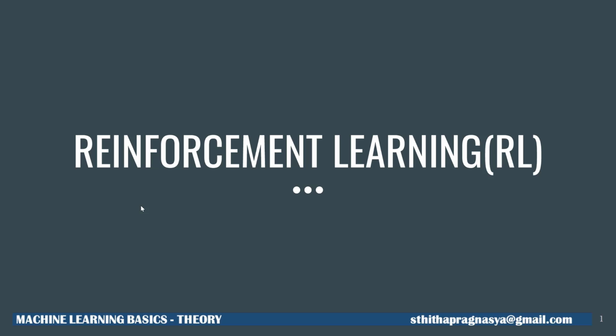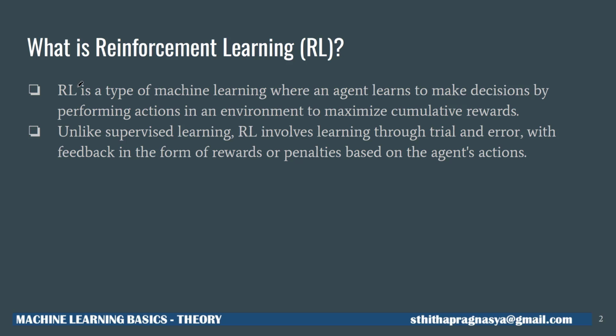And today we are going to learn about reinforcement learning. So what is this exactly? Reinforcement learning or RL is a type of machine learning where an agent learns to make decisions by performing actions in an environment to maximize cumulative rewards.